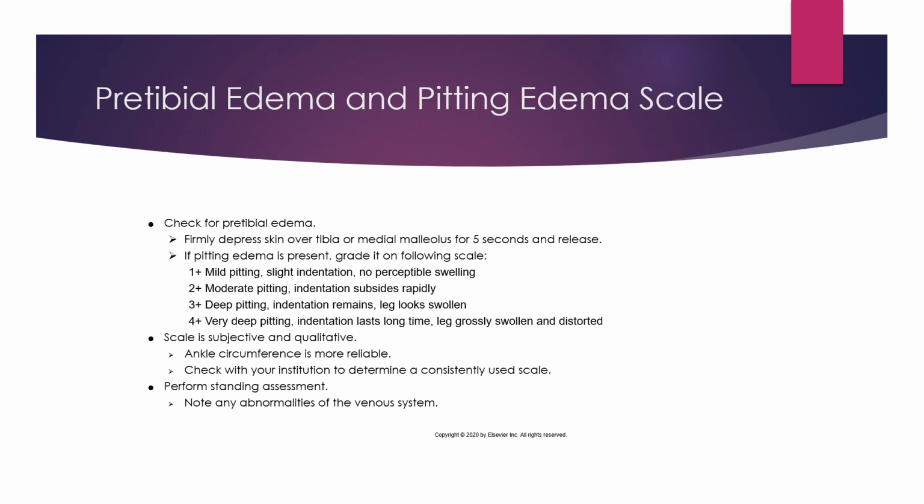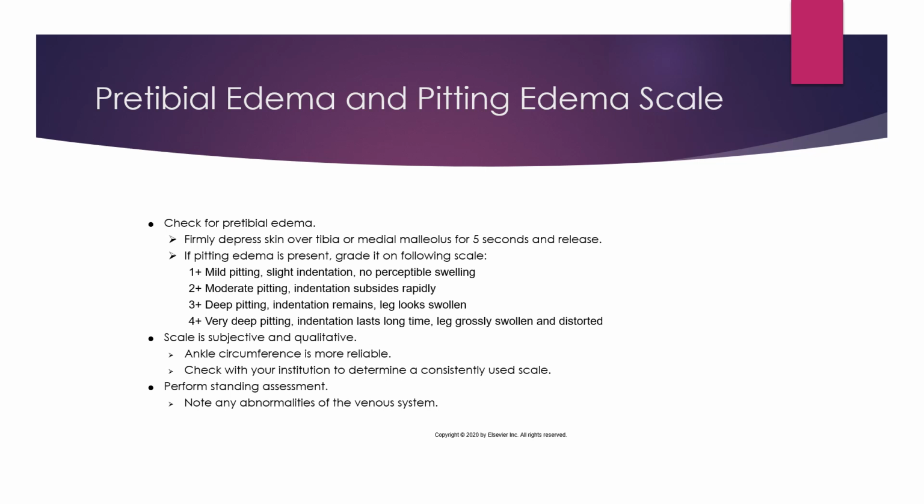If pitting edema is present, grade it on the following scale. 1+, mild pitting, slight indentation, no perceptible swelling of the leg. 2+, moderate pitting, indentation subsides rapidly. 3+, deep pitting, indentation remains for a short time and leg looks swollen. 4+, very deep pitting, indentation lasts for a long time and the leg is grossly swollen and distorted.